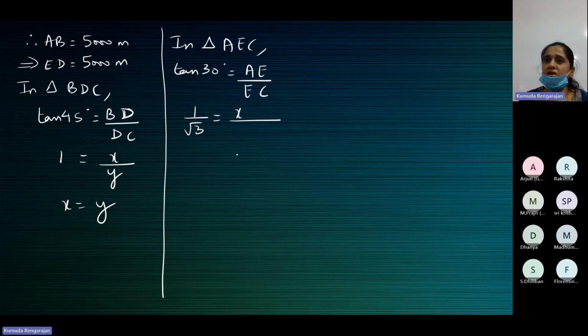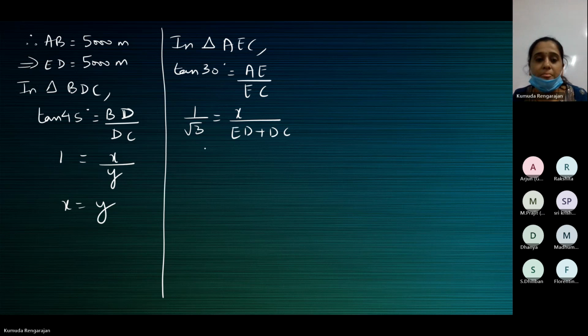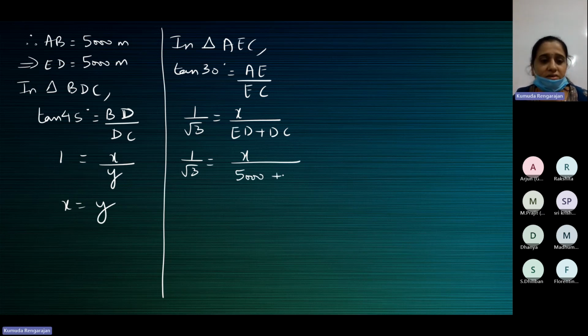How much is EC, children? ED plus DC. So 1 by root 3 is equal to X by ED, which is how much? 5,000 plus DC is X. DC is Y.